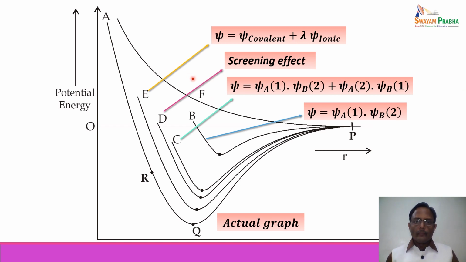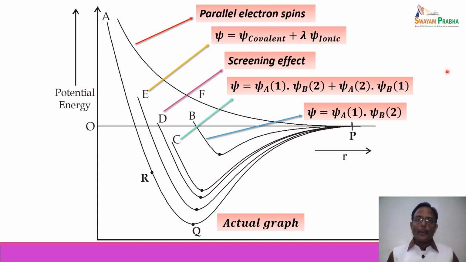Now what is this F? This F type of curve is obtained if both the electrons have parallel spins. Now if the electrons have parallel spins, they cannot undergo pairing, and if they do not undergo pairing, there will be large repulsive forces between them because both of them are negatively charged, and because of repulsion there is a continuous increase in the energy, leading to formation of no bond at all. So if the electrons have parallel spins, there is no bond formation, but if they have anti-parallel spins, this is actually the bond formation curve shown by curve A.